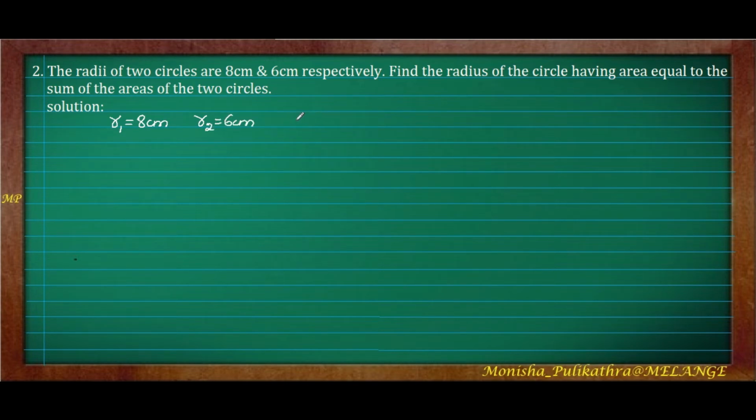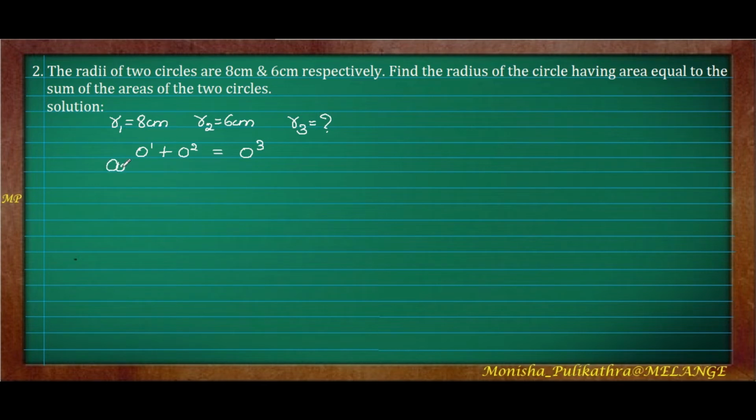Find the radius of the circle having area equal to the sum of the areas of two circles. In the previous problem, the circumferences of the two circles were equal to the third circle, whereas here we need to find out the radius R3 by taking into consideration that the areas of circle 1 and circle 2 is equal to the area of circle 3.